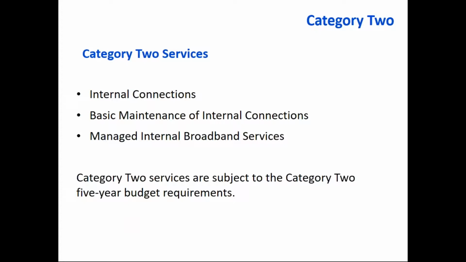When we look at the Form 470, I'll show you how to best file for that to make sure that we're funded. All right, so with Category 2, the 3 service types are the internal connections, maintenance of the internal connections, and what we refer to as MIBS, Managed Internal Broadband Service. Now remember with the Category 2 service that you are subject to the Category 2 5-year budget requirement. And do not confuse that with Category 1. Category 1 is the bandwidth, your internet access, and there is no budget for that piece, just the Category 2.